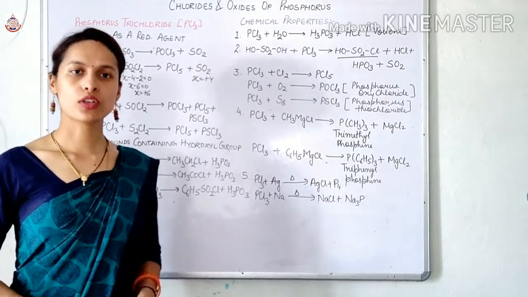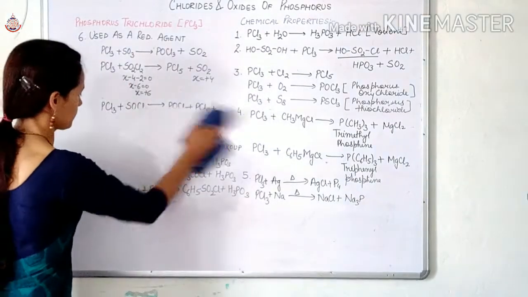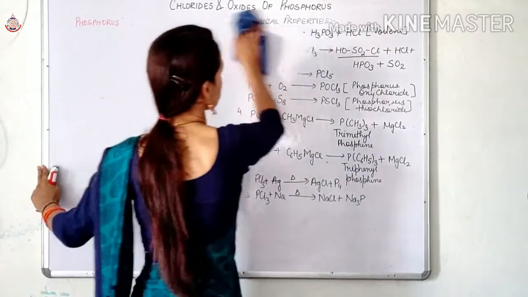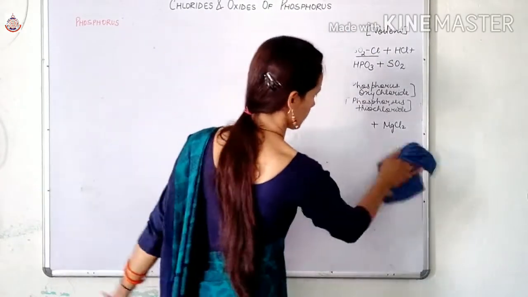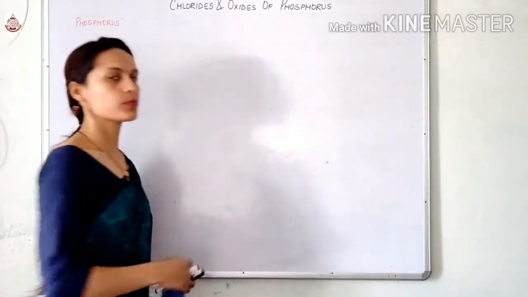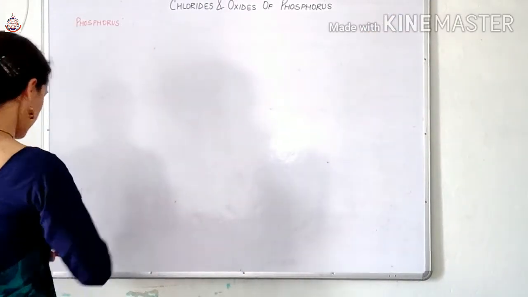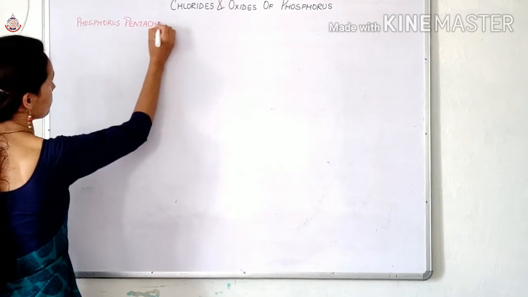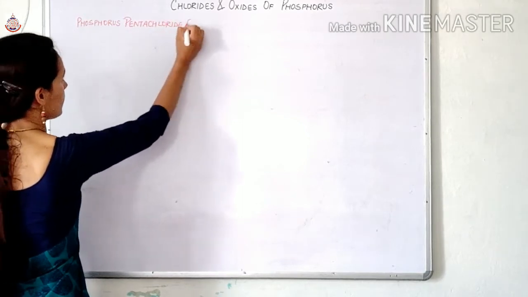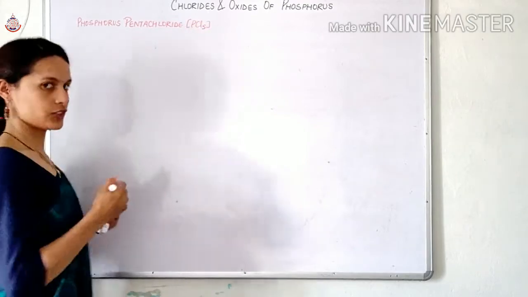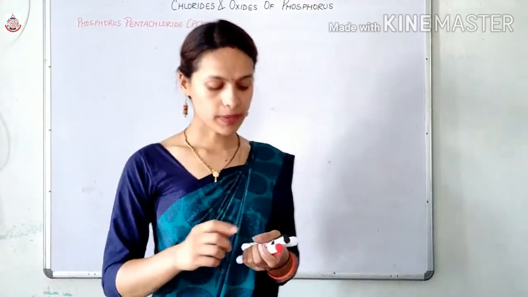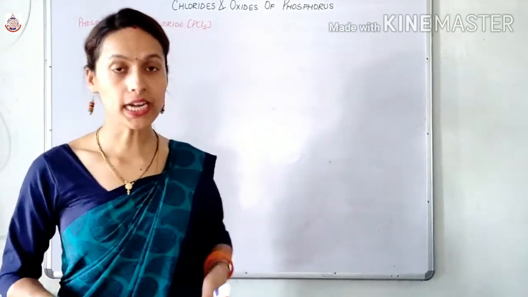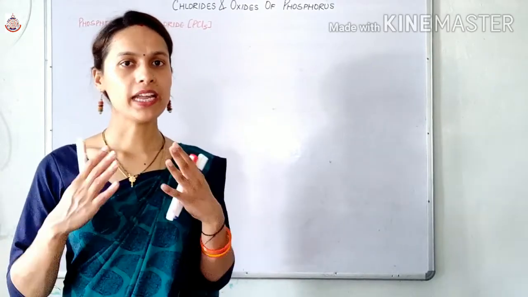Now we'll talk about phosphorus pentachloride. What is the formula of phosphorus pentachloride? Yes, it is PCl5. So first of all, we will talk about the preparation of phosphorus pentachloride. Just like phosphorus trichloride, we can prepare phosphorus pentachloride by two methods.